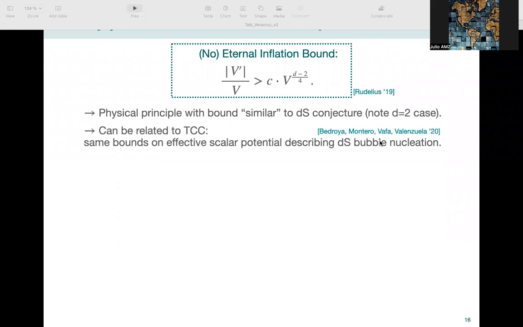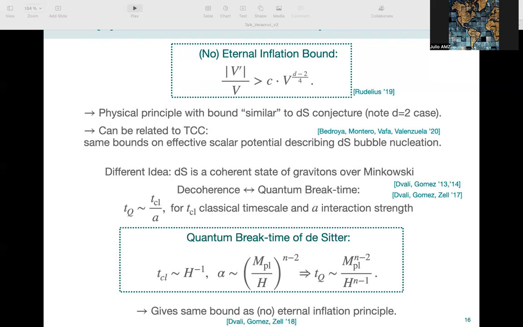So there are some kind of instantonic objects that have a specific value of the cosmological constant inside, and by nucleating bubbles, they decay into lower and lower values of the cosmological constant, and this could be described by a single field effective potential that satisfies the same bound as the one imposed by the DCC.